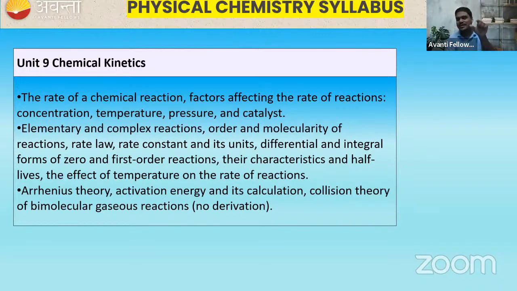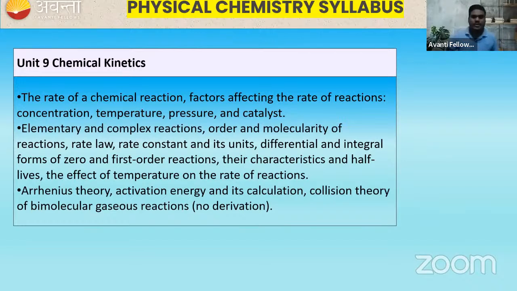ये reaction 2 मिनट में हो रहा है, 1 मिनट में हो रहा है, 2 साल में हो रहा है, या 5 साल में हो रहा है, या हो ही नहीं रहा, right? So thermodynamics deals only with the spontaneity of the reaction, whether the reaction will occur or not. But it does not give any idea about the rate of reaction, right? So in this chapter, that is chemical kinetics, we are going to study the rate of reaction, that is how rate is calculated, how rate is determined for a particular reaction and all, right?